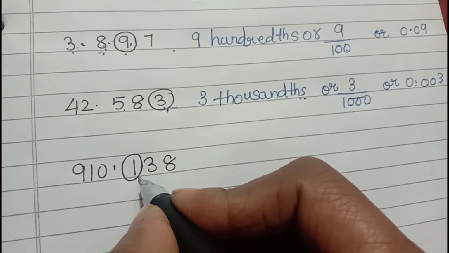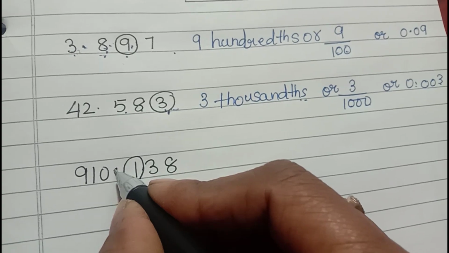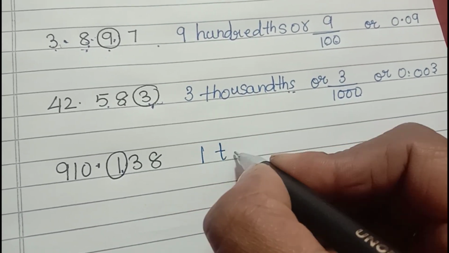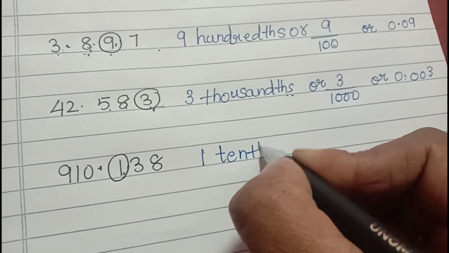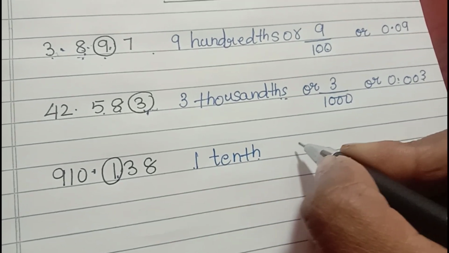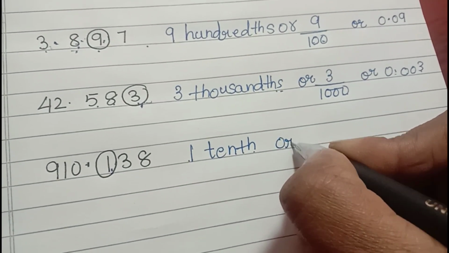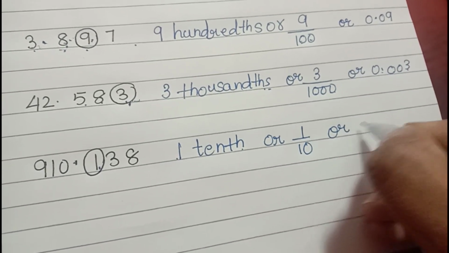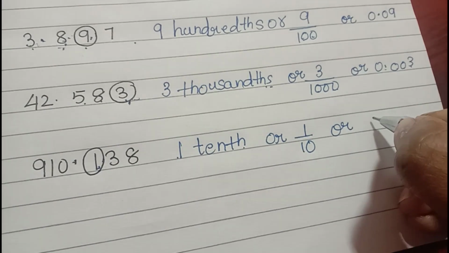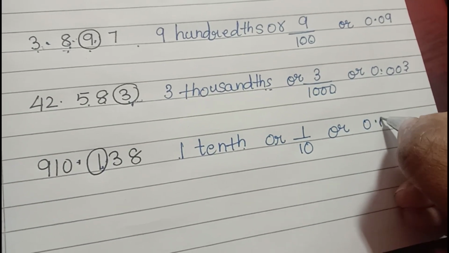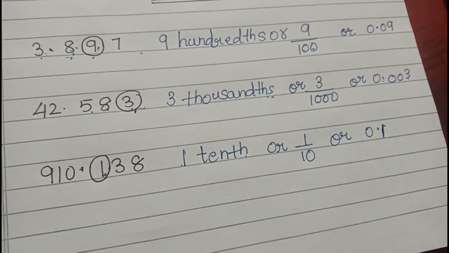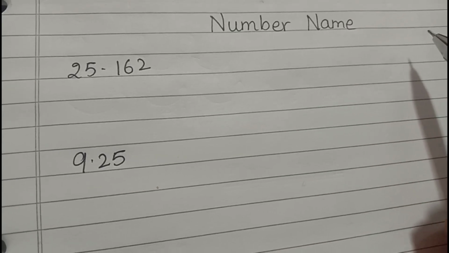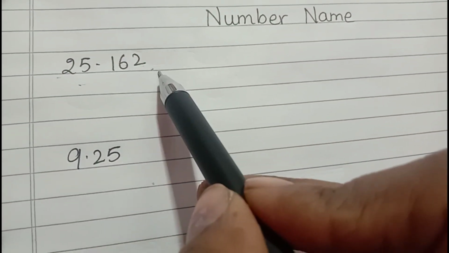Now look here, which place is it? After the decimal, first place, tenths place. 1 by 10. An S is not added with 1, okay? And 1 by 10, and this is the first place after the decimal, so 0.1. Okay, understood?